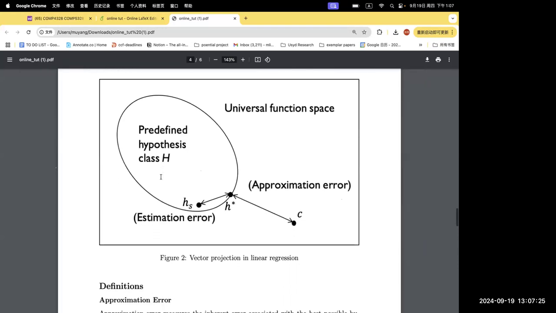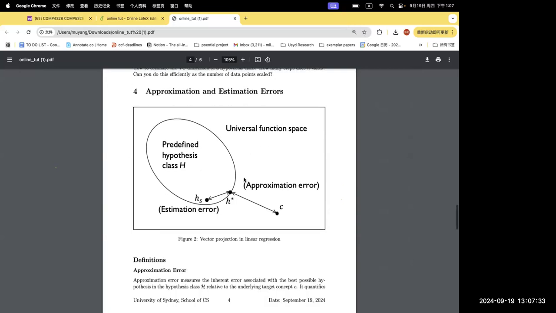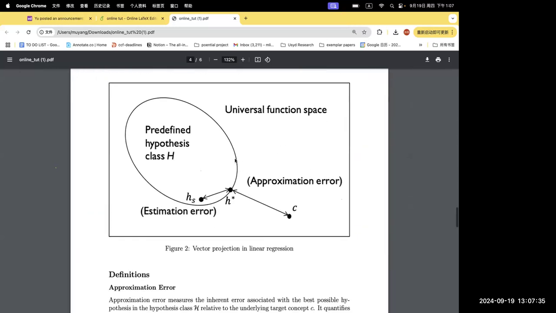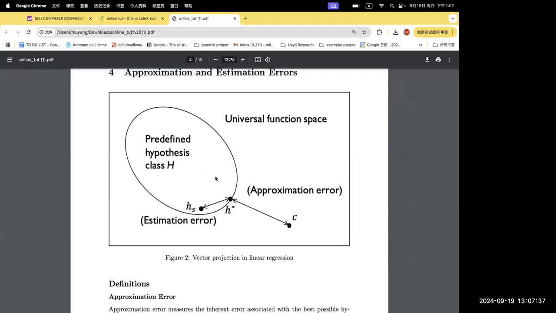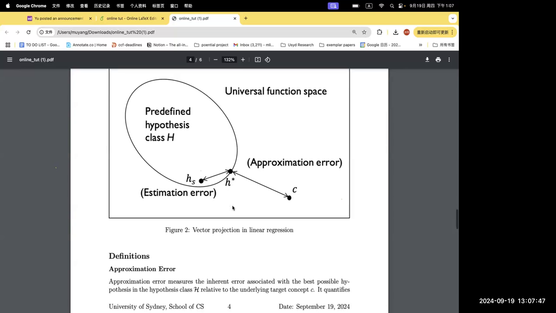And after the VC dimension, we will talk about the approximation and the estimation error. I think you should be quite familiar with this figure, which basically decomposes the error of a hypothesis into the estimation error and the approximation error.